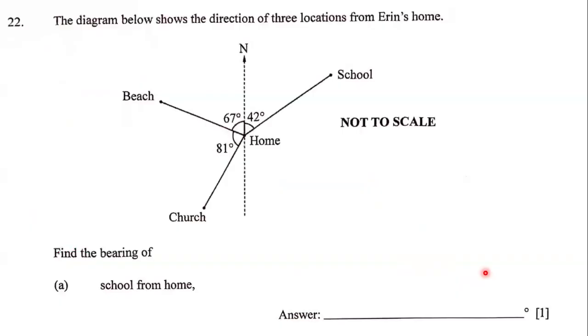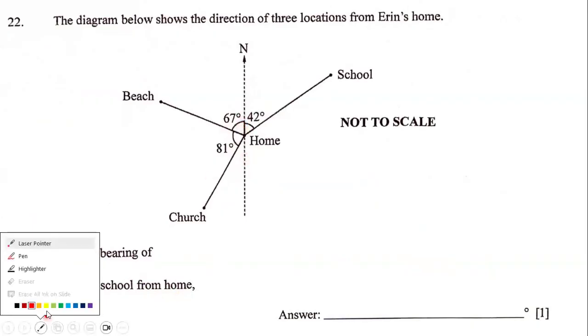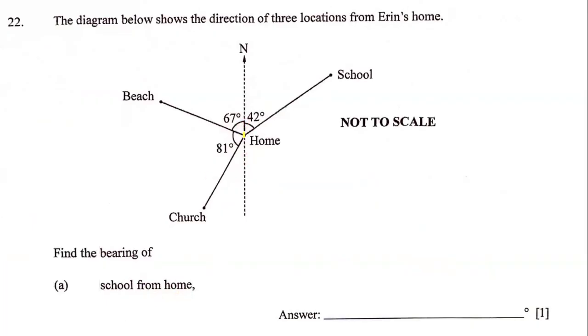Next, it says that the diagram below shows the direction of 3 locations from Aaron's home. And so here we have the diagram. They want us to find the bearing of school from home. Since they say from home, that means that's where we have to start, at home. So the first thing we do is we go home and we draw a north.